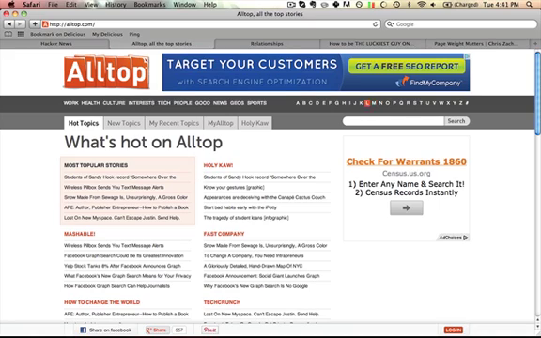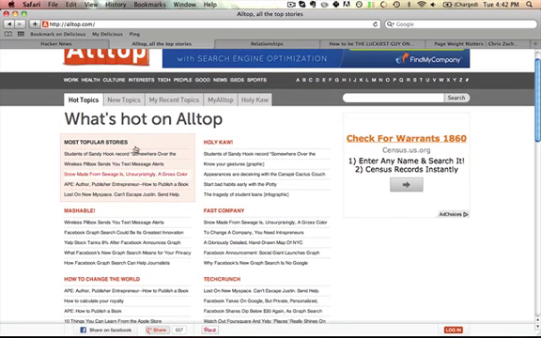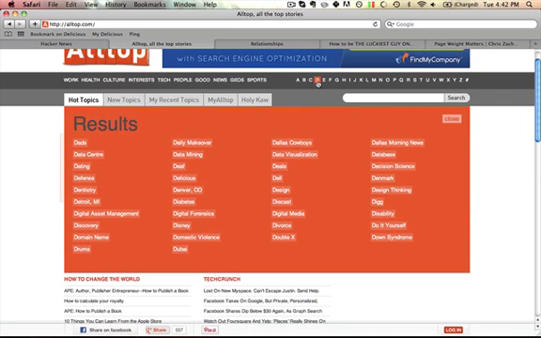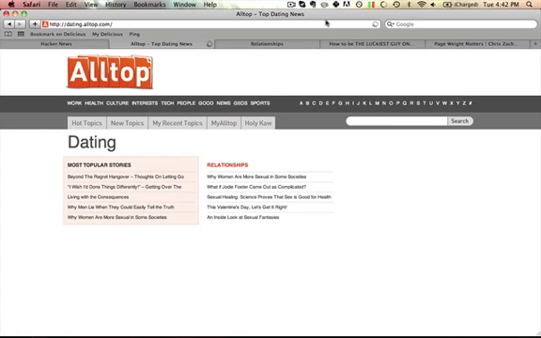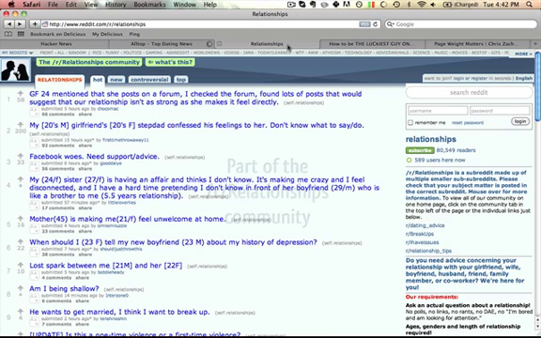Here's alltop.com. As you can see, it has tons of different articles. This is pretty much what everyone is looking at on the site. And for our example, we go to dating, and then it has everything that's hot on the dating world right now. But for this example, I've already scoped it out, and we are going to use Reddit.